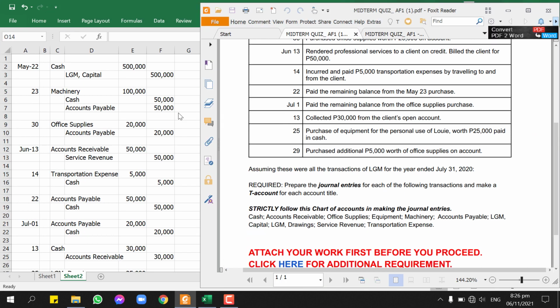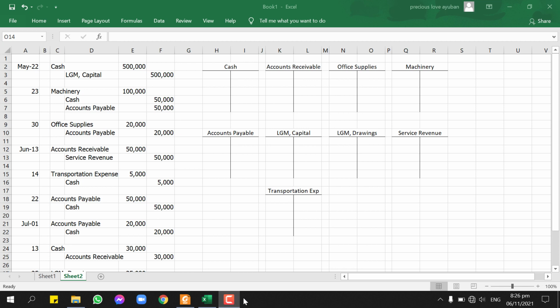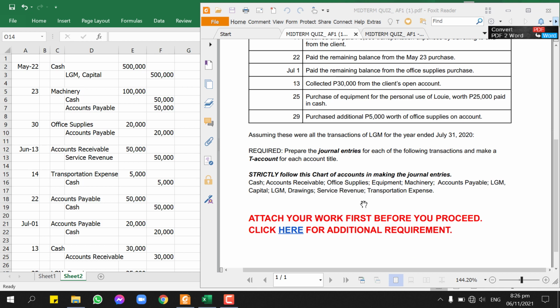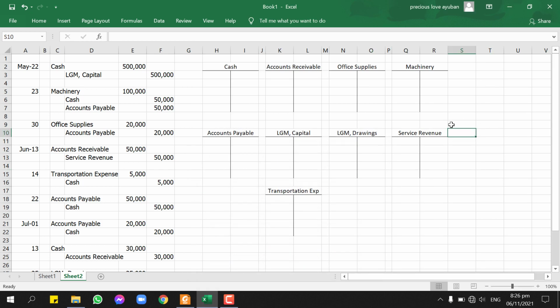Okay, so after ng ating journal entry, ang next naman na requirement sa atin is yung T-account for each account title. Again, kapag nag-posting tayo, dapat lahat ng account titles na nilagay natin sa ating journal entry is dapat meron siyang sariling T-account. So, ito na yung itsura niya. Again ha, lahat. So, first, start tayo on May 22. We have 500,000 na nakadebit.